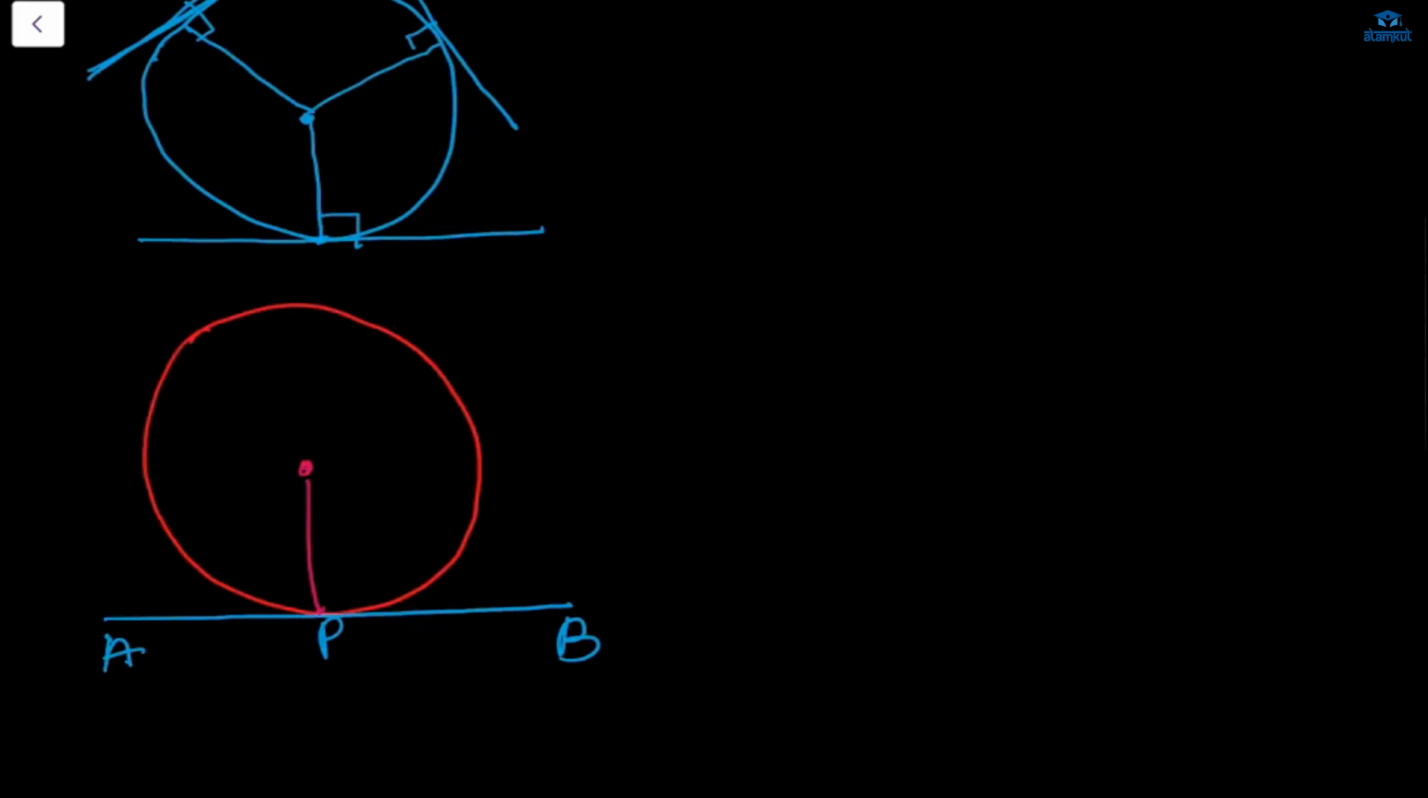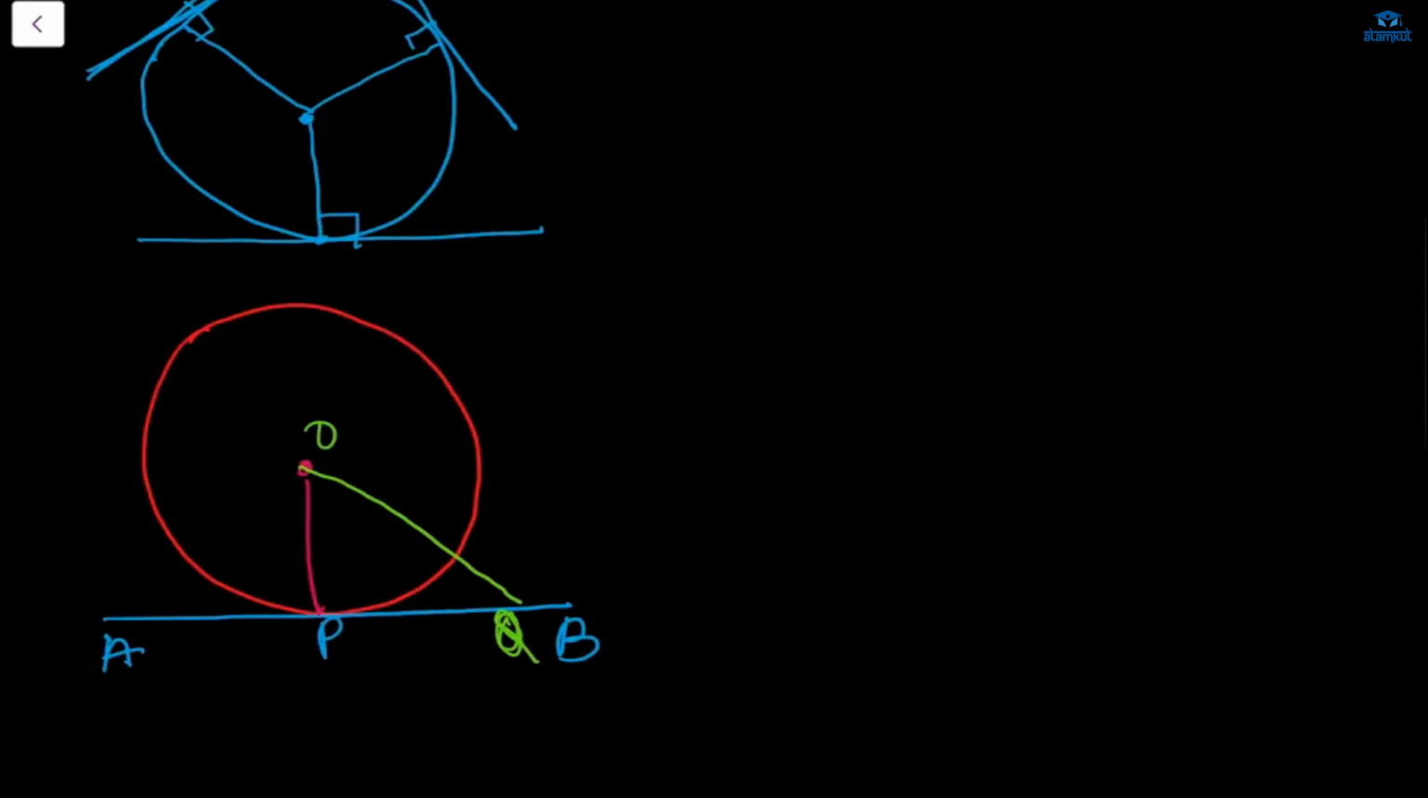Now the extra construction that we are doing is OQ. We are taking a point Q, any point Q other than P, on the tangent AB, and we are going to join this OQ.